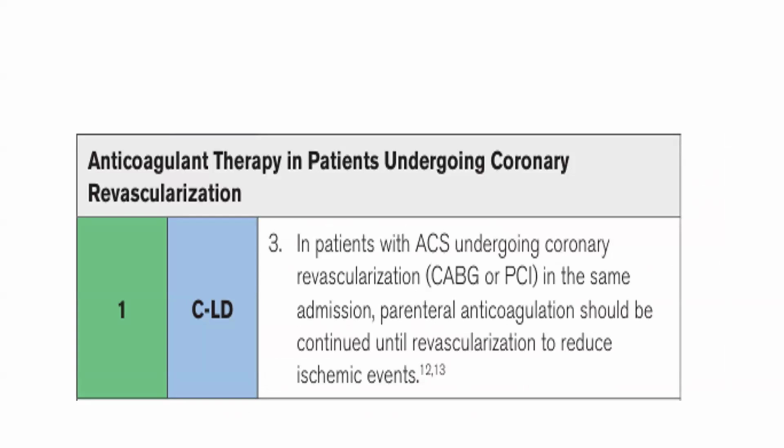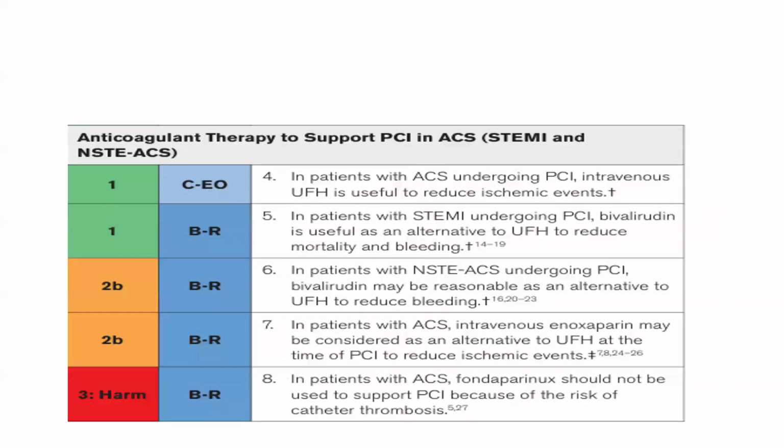So, anticoagulant therapy in patients undergoing coronary revascularization. In patients with ACS undergoing coronary revascularization in the same setting, parenteral anticoagulation should be continued until revascularization. Now, anticoagulant therapy to support PCI. In patients with ACS undergoing PCI, unfractionated heparin can be used to reduce ischemic events. In addition to unfractionated heparin, the alternatives are bivalirudin and enoxaparin.